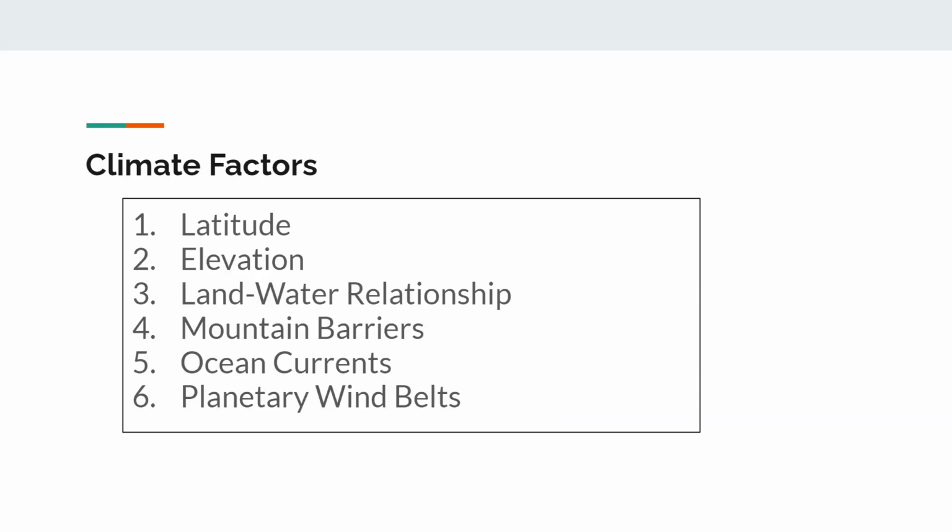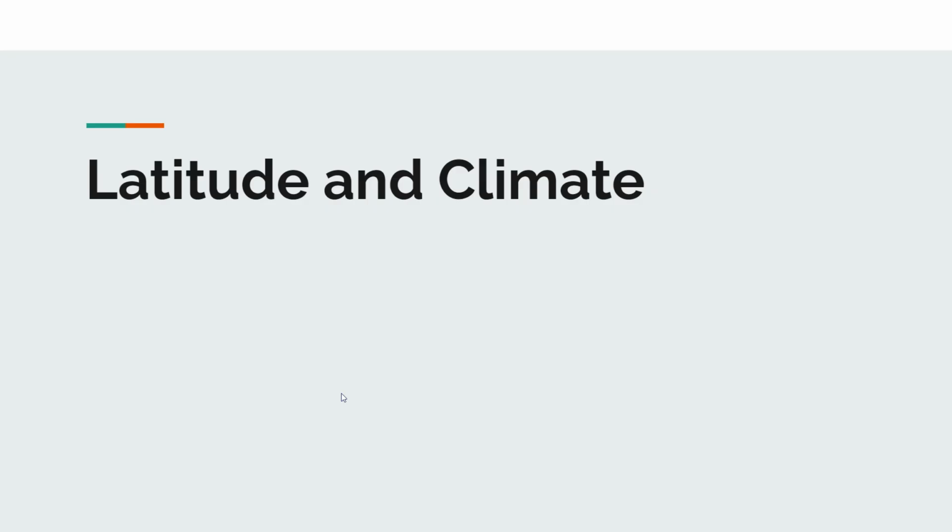So, what are the climate factors? We have latitude. Latitude affects climate. Elevation affects climate. Land and water relationship affects climate. Mountain barriers affect climate. Ocean currents affect climate. And finally, planetary wind belts affect climate. And we're going to be looking at all of these individually.